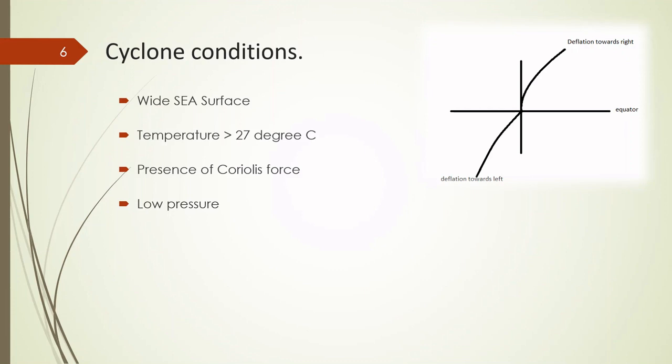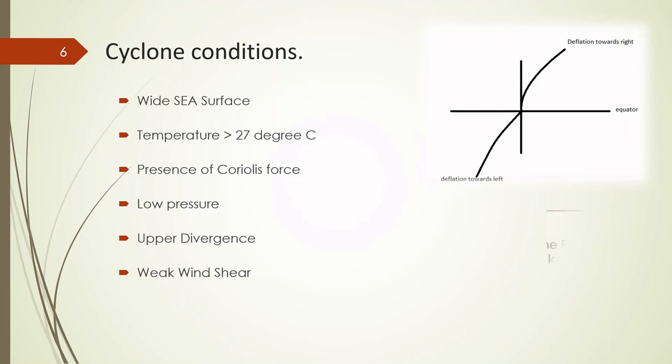For a cyclone, low pressure is inevitable, and there should also be upper divergence along with a weak wind shear. One of the reasons for the death of a cyclone after 30 degree latitude is that the wind shear gradually increases post 30 degree latitude. So it is inevitable that a weak wind shear is available for the formation of cyclones.